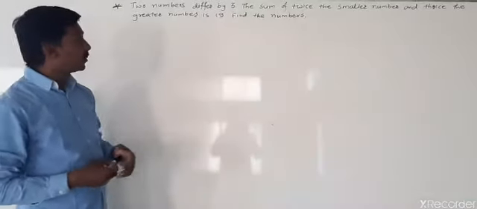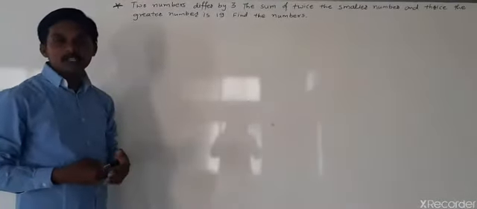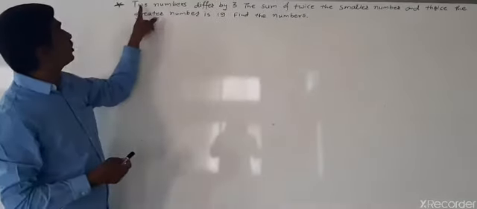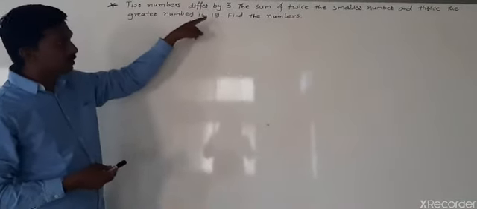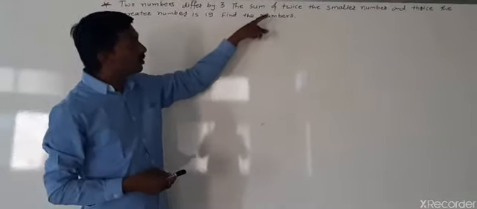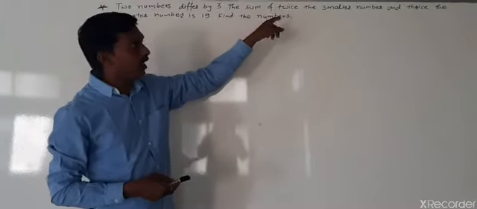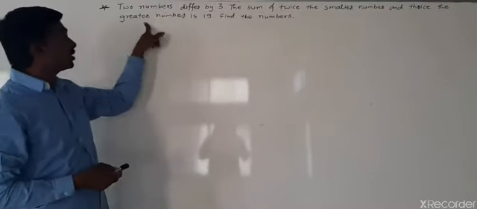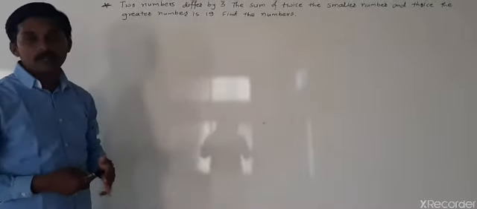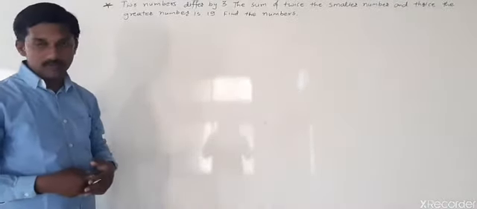Examples which depend upon the application of simultaneous equations. The first example is: two numbers differ by 3. The sum of twice the smaller number and thrice the greater number is 90. Find the numbers. We have given an example.